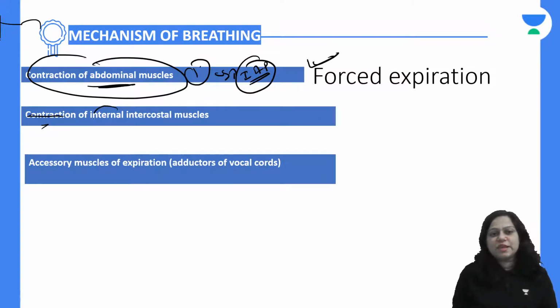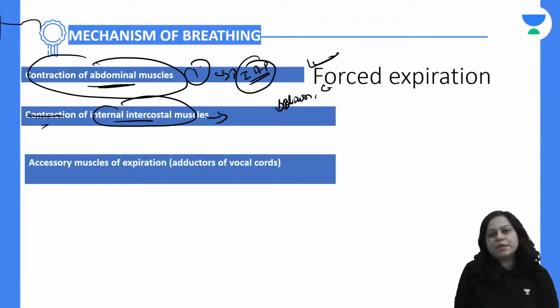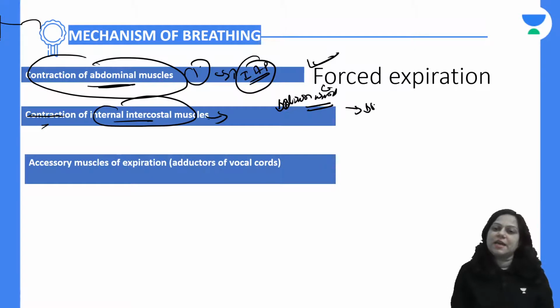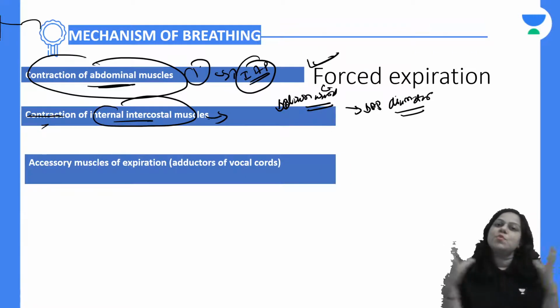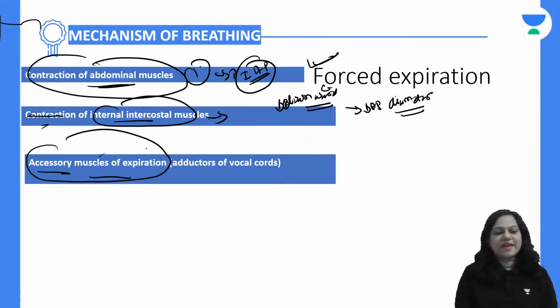Then there is contraction of the internal intercostal muscles. It will pull the ribs downward. When the ribs are pulled downward, it will cause a decrease in the anteroposterior diameter and the transverse diameter of the chest. So again, it is causing more pressure inside the lungs, right? Same in that. Then later on, the accessory muscles of expiration will come in.